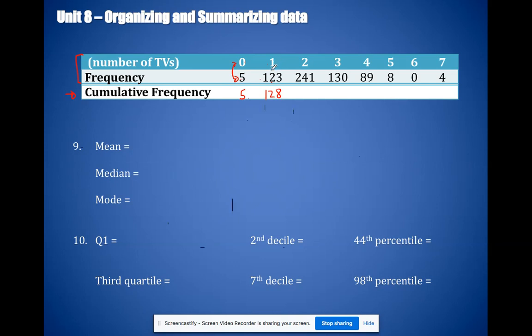Look how many people had one TV, 123. So instead of making 123 dashes like this, I just said I have 123, but how many people did I count? Well, I counted 123, but I already counted 5. So that's what this cumulative row is. I'm just taking 128 and adding 2, right? So I added those, and then I'm taking the cumulative frequency, adding. Oops, sorry, skipped to 3. Adding.